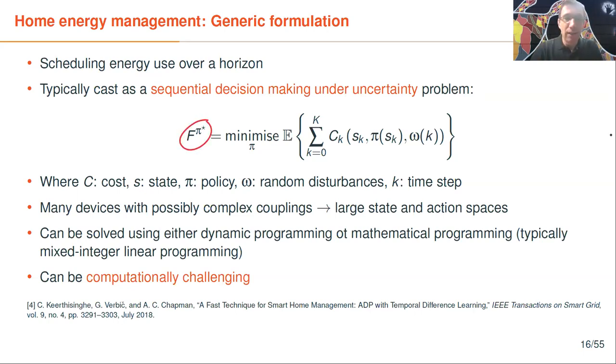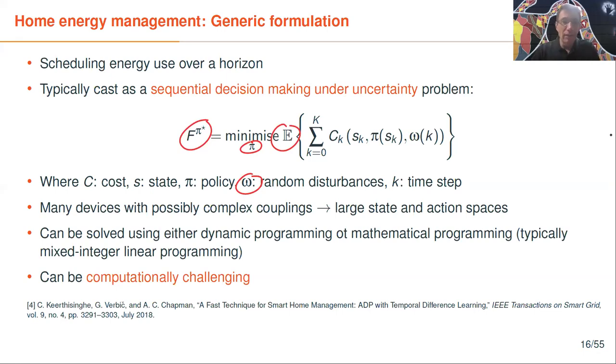As I said, you can think of that as minimizing electricity cost. And you do so, you want to find a policy. So a policy, you can think of that as a rule that tells you what you do in a particular situation. So for example, do I charge the battery? Do I discharge the battery? And so on. And in principle, you have some randomness, so this is not fully deterministic. So that means that you minimize expected cost over a horizon.